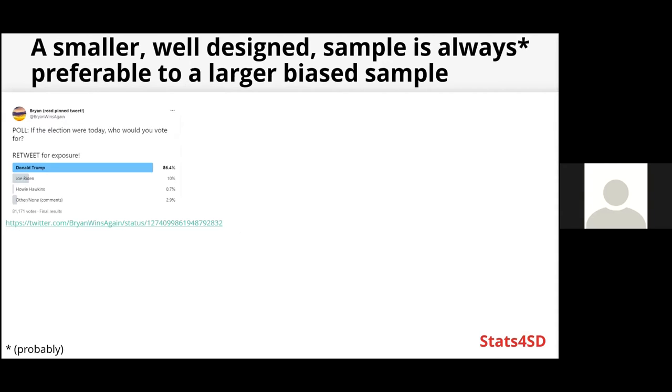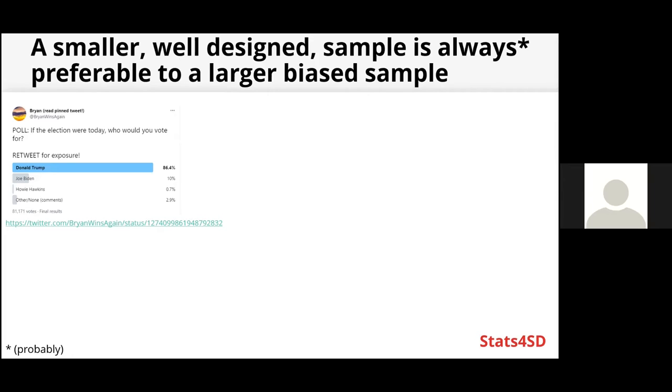And so a small, well-designed sample is nearly always, I put always, but there's probably some exceptions that I can't think of, but a small, well-designed sample is preferable to a larger biased sample. So I'm going to give you a very different sort of example here of proof for my point.